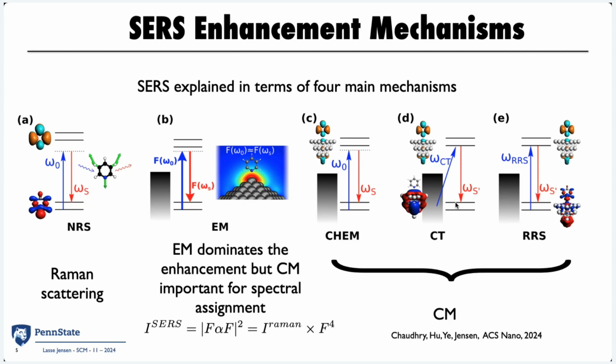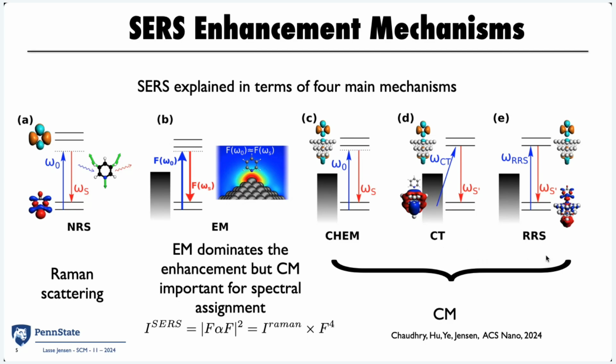The other one is that you can get access to charge transfer excitations. These would be excitations from the metal surface into the molecule, or from the molecule into the metal surface. That can also lead to enhancements of the Raman scattering. These are what we typically call the CT.